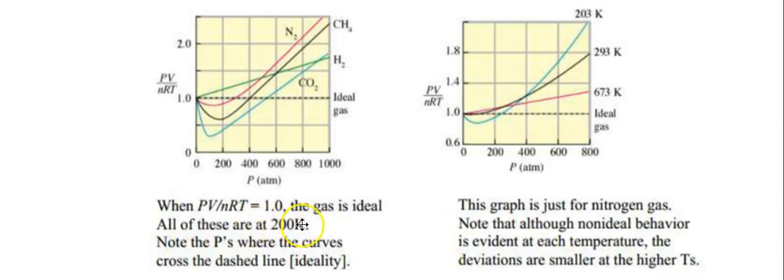All of these are at 200 Kelvin, so I'm not changing the temperature, so it's a pretty cold temperature. It says note where the pressures cross the curves, where the curves cross the dashed line is where ideal. So where is all of them ideal at? Well, 0. Well, okay, we can't be ideal, but pretty close. And then hydrogen will never go back to being ideal. It just keeps going up.